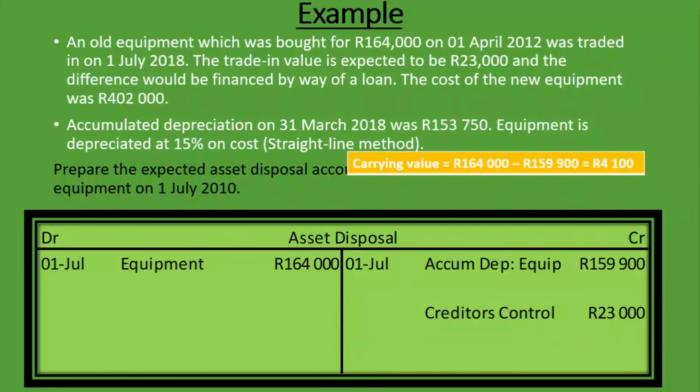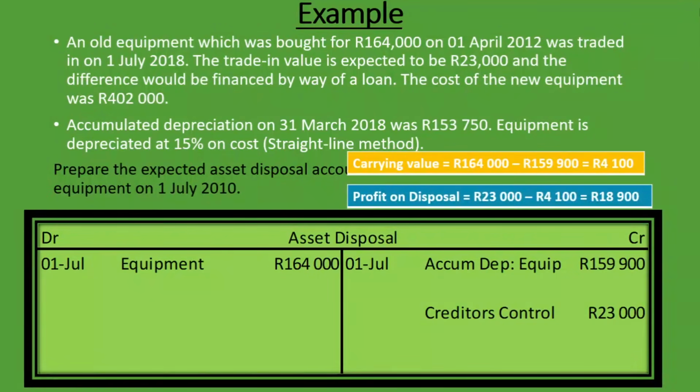The carrying value is 164,000 Rand minus 159,900 Rand. So the carrying value is 4,100 Rand. Now from that, you can see that we made a profit, because our carrying value is less than the proceeds, which is 23,000 Rand, the value of the trade-in. So we made a profit on disposal. If the carrying value was more than the proceeds, then we would have made a loss. So what is our profit on disposal? Profit on disposal is 23,000 Rand, which is the proceeds, minus the 4,100 Rand, which is the carrying value of the equipment that we are getting rid of, and our profit on disposal is 18,900 Rand.